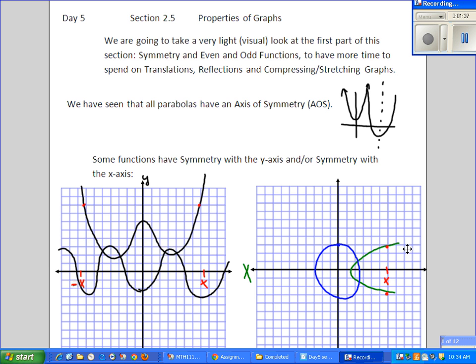Symmetry with the x-axis would be a shape like this green line here, a parabola on its side. The formal definition is that for any given value of x, if it has a y-coordinate, it also has a negative y-coordinate. We don't see these nearly as often as symmetry at the y-axis, because any graph that's symmetric with the x-axis is not going to be a function. It fails the vertical line test. A circle centered at the origin is a nice example because it has both symmetry with the y-axis and symmetry with the x-axis.